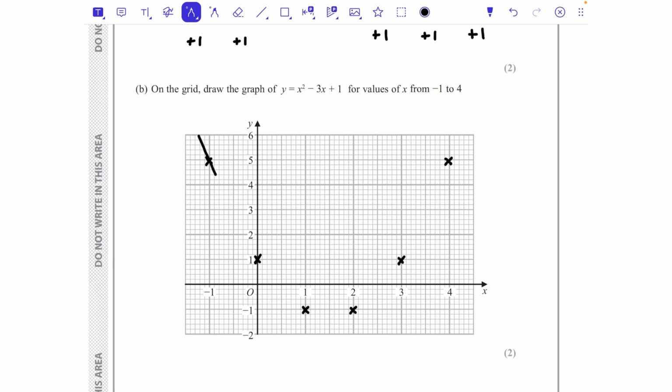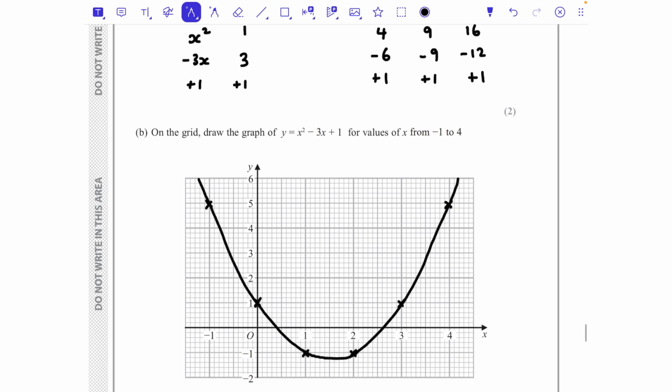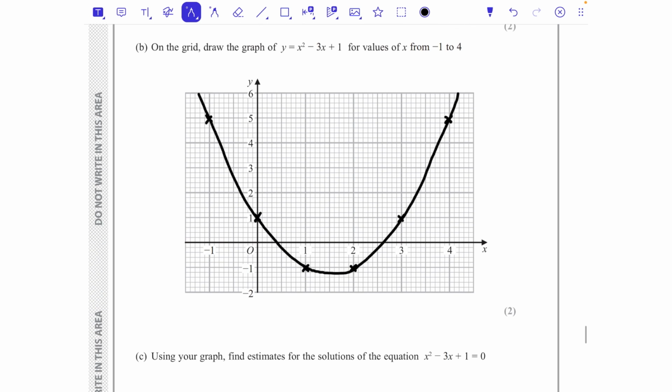I will do my best on the iPad here to connect those. We don't want to see a flat bottom. Remember, it needs to be a natural curve, so it does need to just dip slightly below and connect all the points like that, and that is the shape of my quadratic. So 2 marks for your table and 2 marks for drawing it.